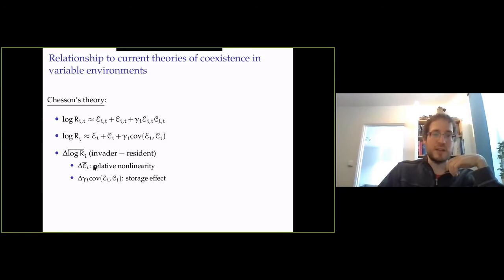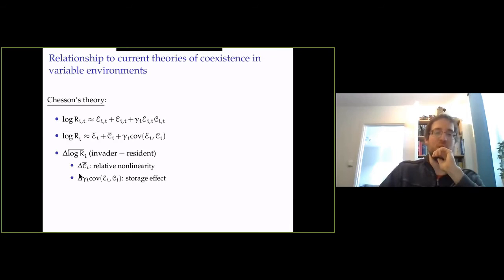And that will give rise to terms which are proportional to the differences in these density and frequency independent terms. Those do not contribute to coexistence. Those contribute to competitive exclusion. But these terms will contribute to coexistence. This term is called the relative nonlinearity, and this term is called the storage effect. Those of you who know this will know this very well. Those of you who don't, I'll just mention very quickly.